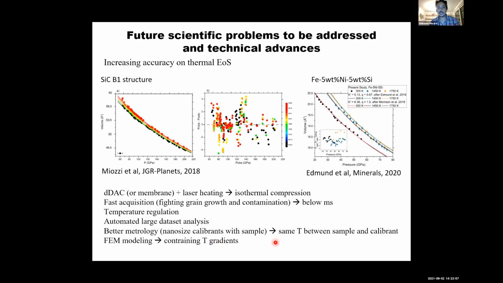As I say, the metrology, where do you take the calibrants? That's a very important question. Usually in the experiment I show here, we use the KCl, the pressure medium, to measure the sample pressure, and maybe having something mixed with the sample that does not react could help, and to have the same temperature for both sample and calibrant. And finally, having better constraint on the temperature gradient is something that we're working on in Grenoble to do finite element modeling to constrain the temperature gradients in our experiments.